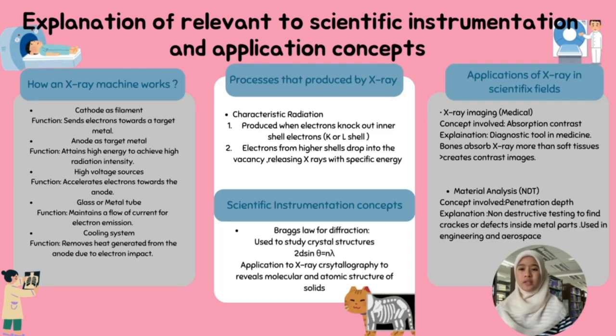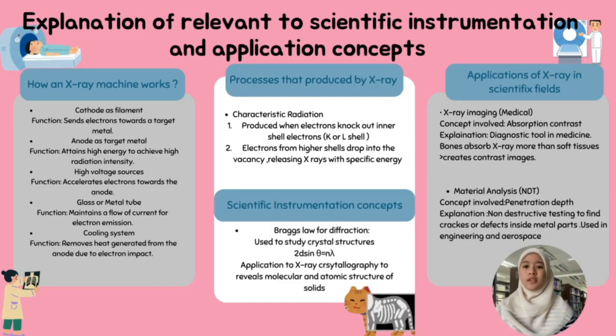High voltage source. The function is to accelerate electrons toward the anode. Next, glass or metal tube. The function is to maintain a flow of current for electron emission. And lastly, cooling system. The function is to remove heat generated from the anode due to electron impacts.